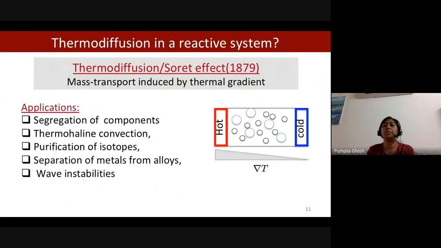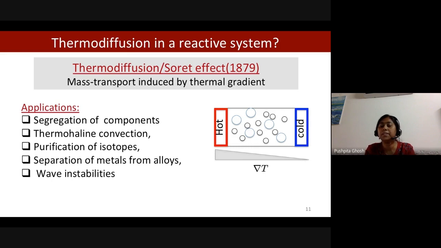So thermodiffusion is a phenomenon that many of you have heard of as the Soret effect, where mass transport is induced by a temperature gradient. Let us look at this schematic, where you have some species in a reaction chamber, square or rectangular in shape, and you maintain one side of this reactor with a hot reservoir, where the temperature is high, and the other side with a cold reservoir, to create a constant temperature gradient across this reaction mixture.